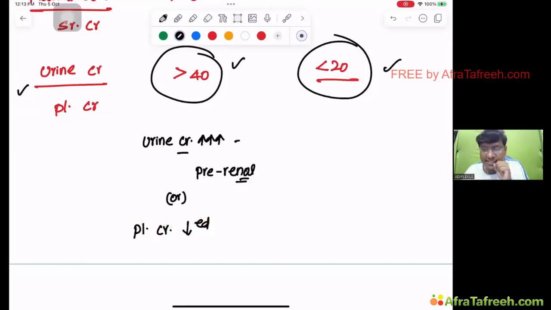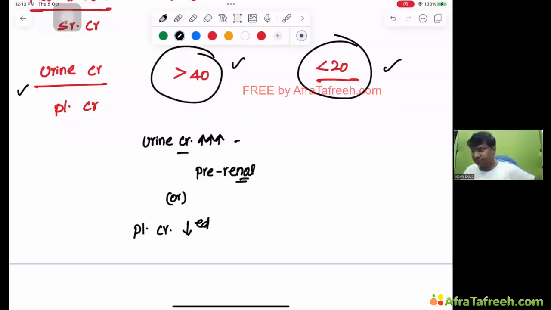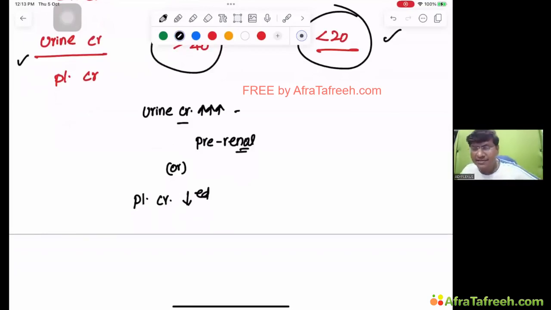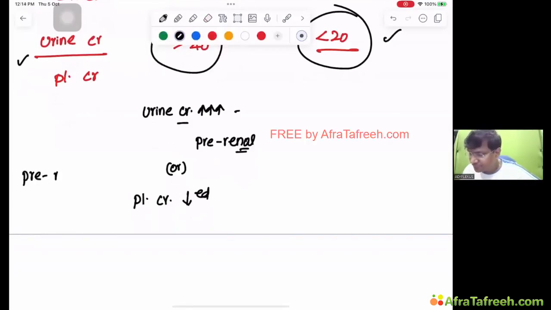When perfusion to the muscles is decreased, Jacob, tell me now, what will happen to the amount of creatinine which is produced? Is it more in prerenal or is it more in intrinsic renal? The amount of creatinine produced. Yes? No. Why are you telling intrinsic renal? See, in case of prerenal, the amount of creatinine produced is more. So in prerenal, why is there increased creatinine produced?